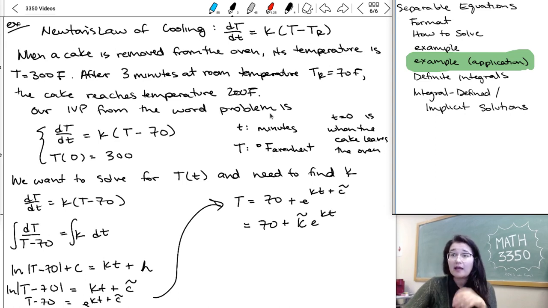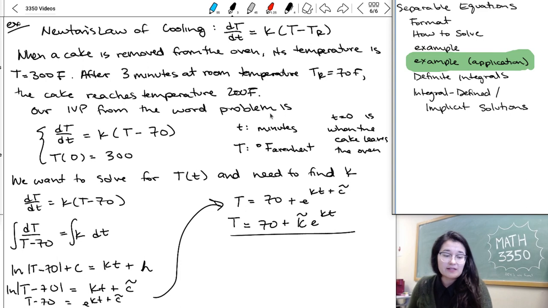Where e to the kt plus C is e to the kt times some unknown constant. That's just going to be a little bit easier for all the algebra we do when we plug in initial conditions. So I would say this is the version of T that you want to say is its final form.